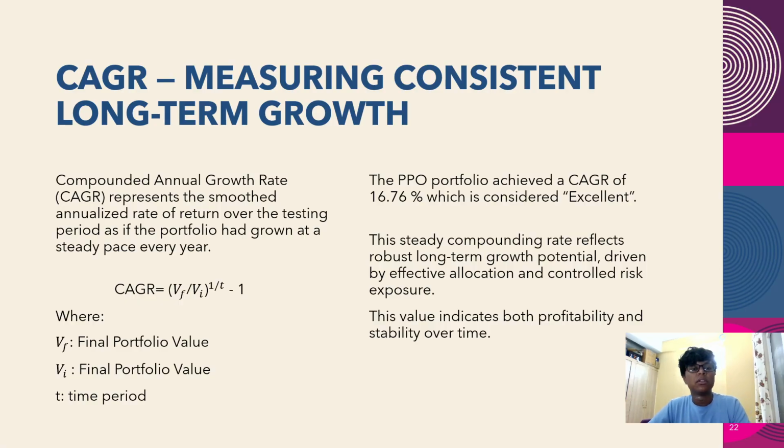So this is assuming minimal volatility and a smooth increase, what is the calculated annual growth rate? As you can see, the formula is just the ratio of the final and initial portfolio value, and then you raise it to the power of 1 by t, minus 1. So this PPO has achieved a CAGR of 16.76%, which is considered excellent. Given that the volatility was also low, it is able to produce profits of 16.76% year on year.